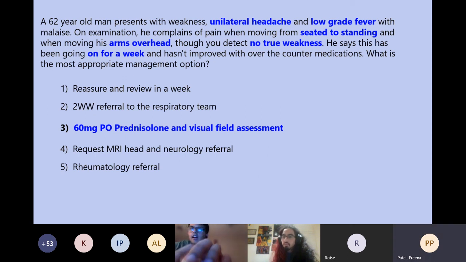100%, yeah, exactly. This is not one that you can just rule out. This is one that you just know or you don't know. But to be fair, giant cell arteritis is one of those things you should know.